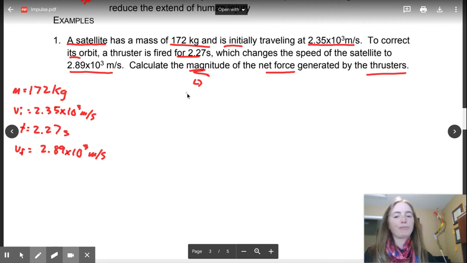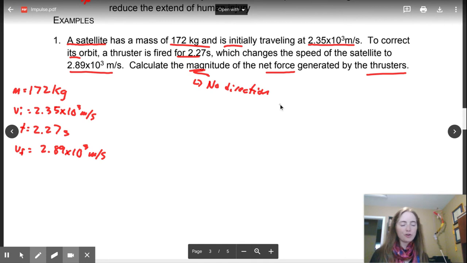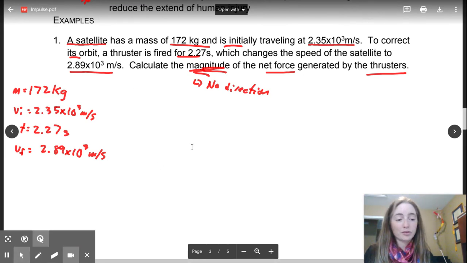Okay, well, magnitude, that means I don't want direction. If I ever say in a question, calculate the magnitude of something, I don't want the direction. I may not even give you enough info to tell you the direction. And in here, I certainly did not give you enough info to get anything close to a direction. So, no direction. Don't give me one. I don't want one. Okay. If I say magnitude is something, don't give a direction.